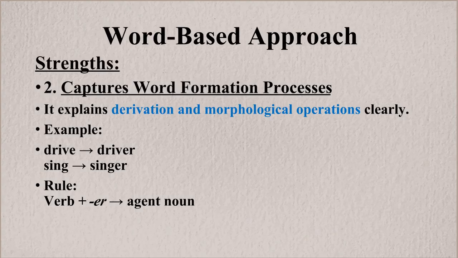Another strength of the word-based approach is that it clearly explains word formation processes. It effectively describes derivation and other morphological operations by showing the relationship between whole words. For example, drive, driver and sing, singer demonstrate the formation of new words through derivation. In these examples, the suffix "er" is added to a verb to form an agent noun. The general rule can be expressed as verb plus "er" gives agent noun.